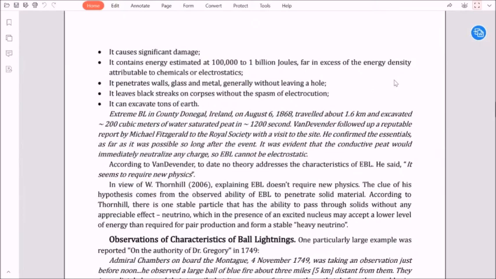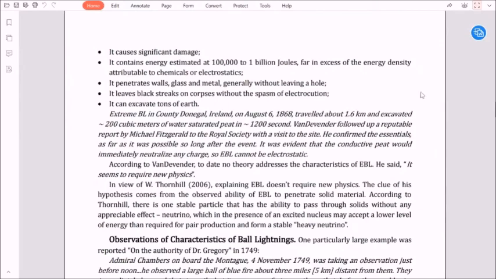It penetrates walls, glass, and metal, generally without leaving a hole. It leaves black streaks on corpse without the spasm of electrocution. It can excavate tons of earth. Extreme ball lightning in County Donegal, Ireland on August 6, 1868 traveled about 1.6 kilometers and excavated about 200 cubic meters of water-saturated pit in about 1200 seconds.